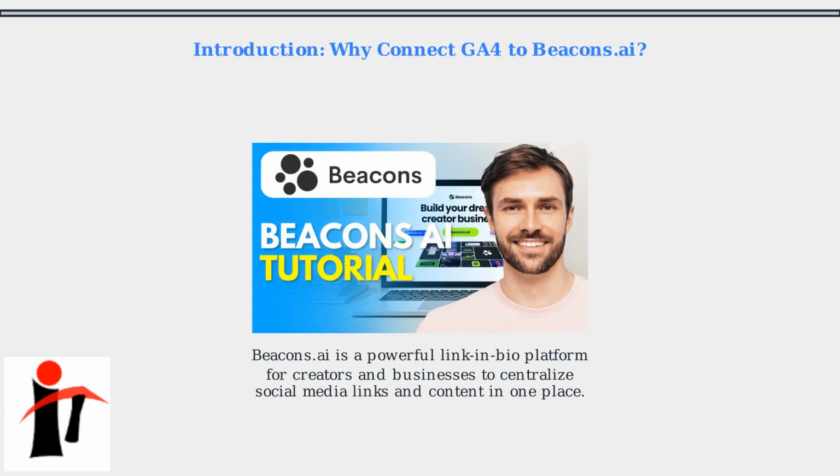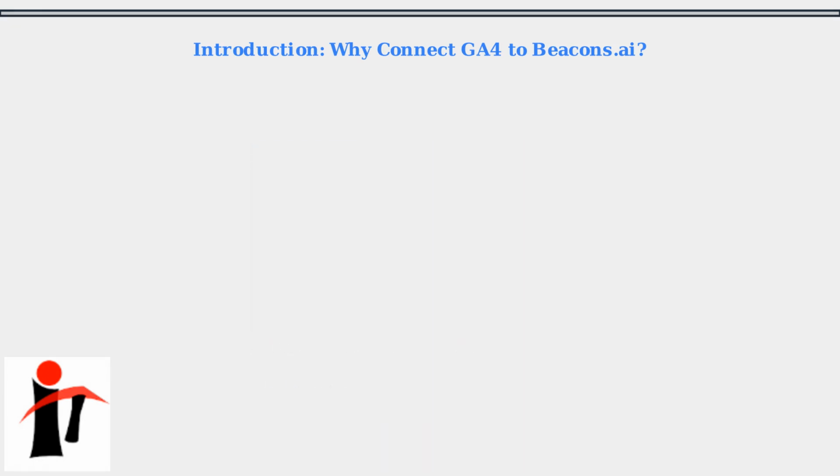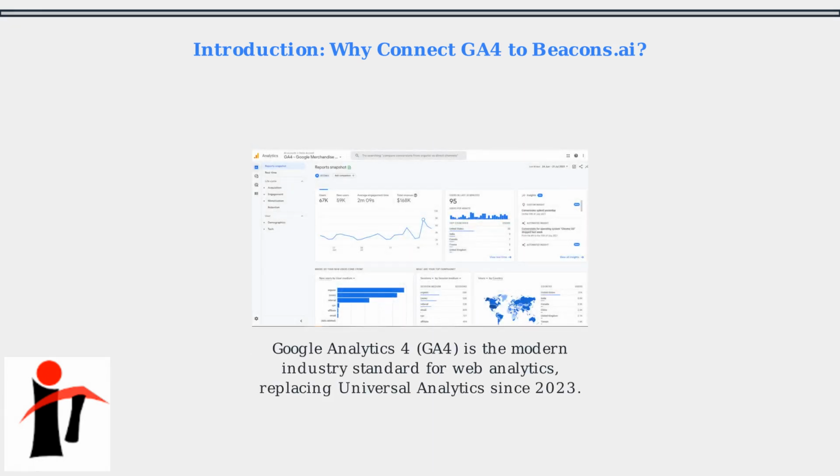Beacons.ai is a powerful link-in-bio platform that helps creators and businesses consolidate their social media links and content in one convenient location. It's designed to make it easy for followers to discover and engage with all your important content. Connecting Beacons.ai to Google Analytics 4 allows you to track how users interact with your bio page.